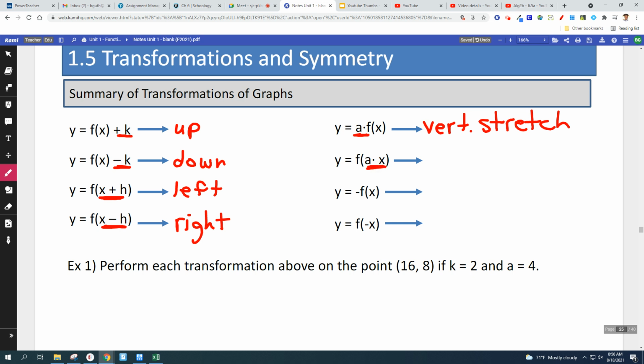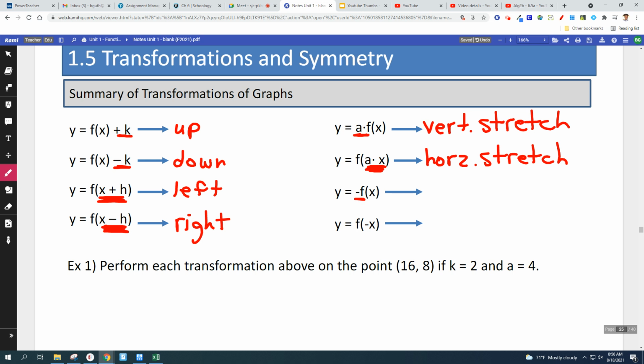Inside here is a horizontal stretch, and I think this one's probably the hardest one to understand. If you were thinking about over here when it was inside, it goes the opposite, it's the same thing. It almost does the opposite of what you would expect. If there was a number 2 right there, instead of stretching it by 2, it does the opposite of that. All right, so we'll see an example here in a second.